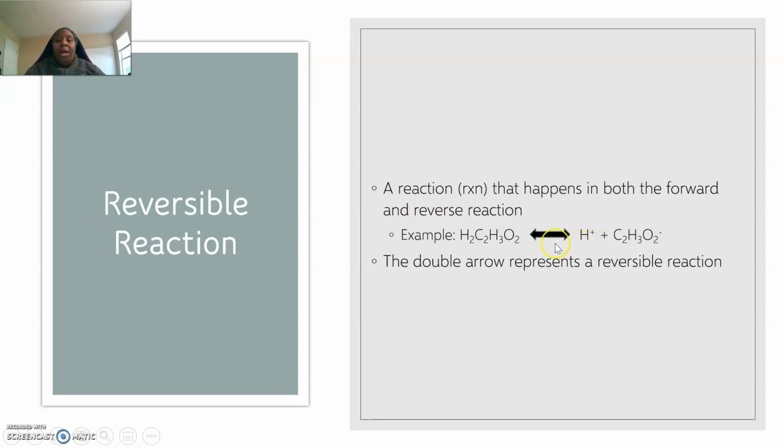What I want you to realize is now when we're looking at reactions, you're going to see a double arrow as opposed to the single arrow. And what the double arrow is going to represent, it's just going to tell you that that reaction can happen in both directions. We can either go from acetic acid to the hydrogen ion and the acetate ion, or the acetate ion and the hydrogen ion can combine to form acetic acid.